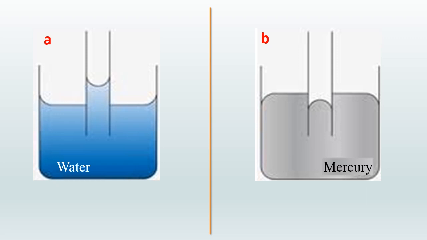The action of water in a capillary tube creates a meniscus that is concave to air and convex to the liquid. For the B part of the picture, talking about mercury, a meniscus is created which is convex to the air and concave to the liquid.